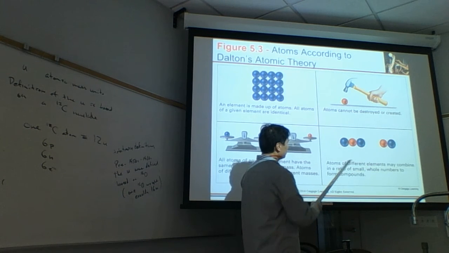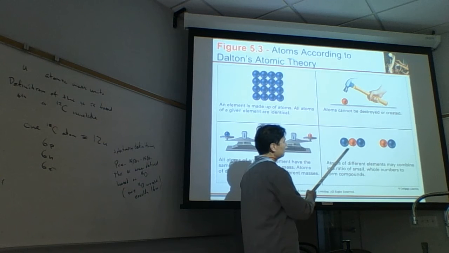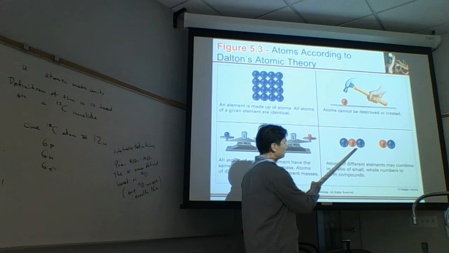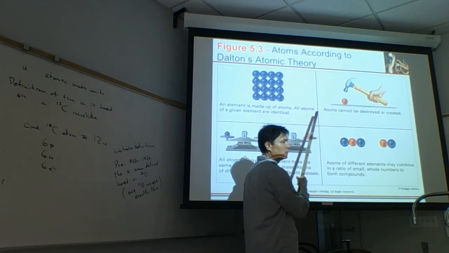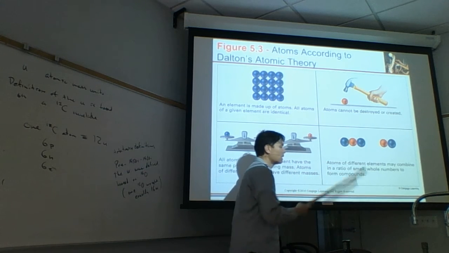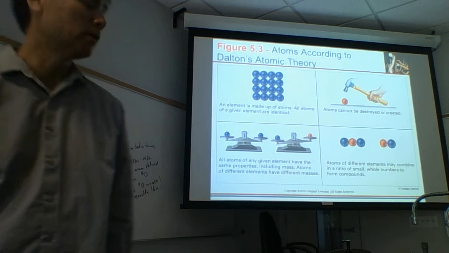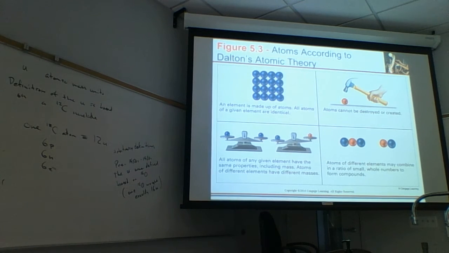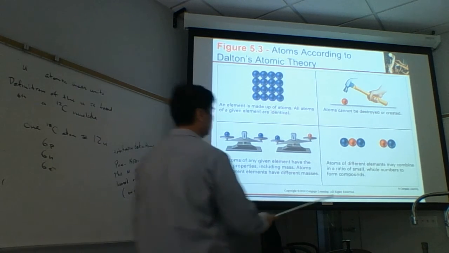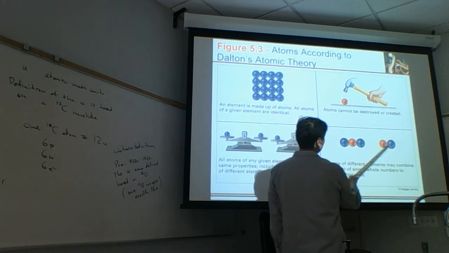Atoms of different elements may combine in the ratio of small whole numbers to form compounds. This is the law of multiple proportions here. This was a prediction based on Dalton's comment. And the more compounds they observe, the more they recognize that this is the case. This would be like CO2. This would be like CO, carbon monoxide.